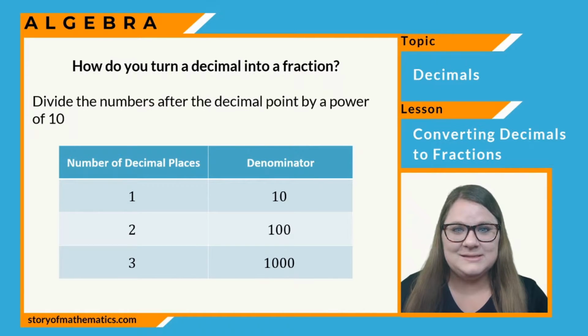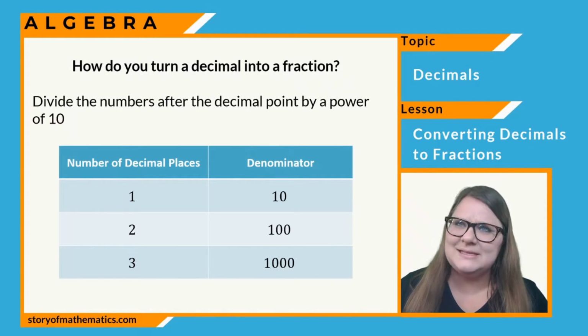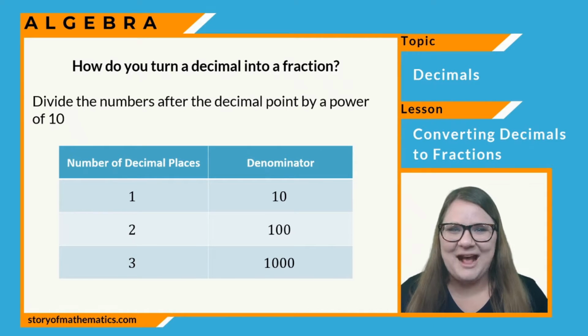So 1 decimal place, 1 zero, 10. 2 decimal places, 2 zeros, 100. 3 decimal places, 3 zeros, that's 1,000. Let's put this into practice.